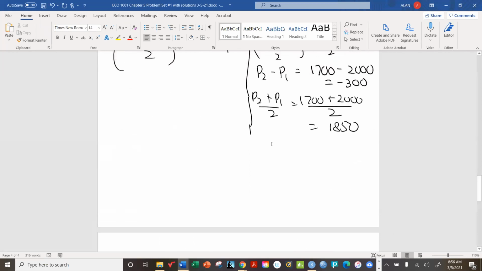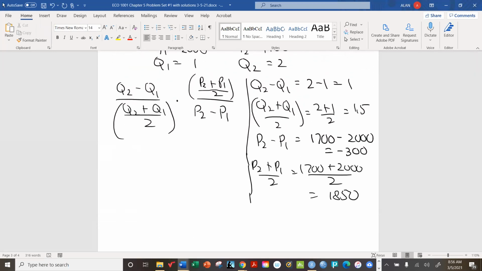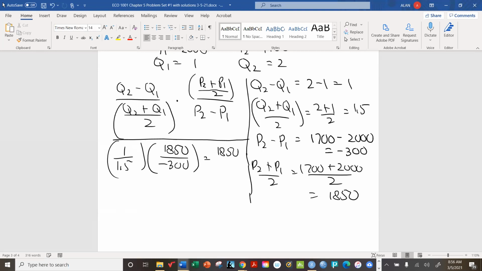All right, now we just plug those numbers in. I guess we have room over here. So we'll have 1 over 1.5. Over here we have 1850 over negative 300. So we'll have 1850 over negative 450. And you can see already, this is going to be a very elastic number.